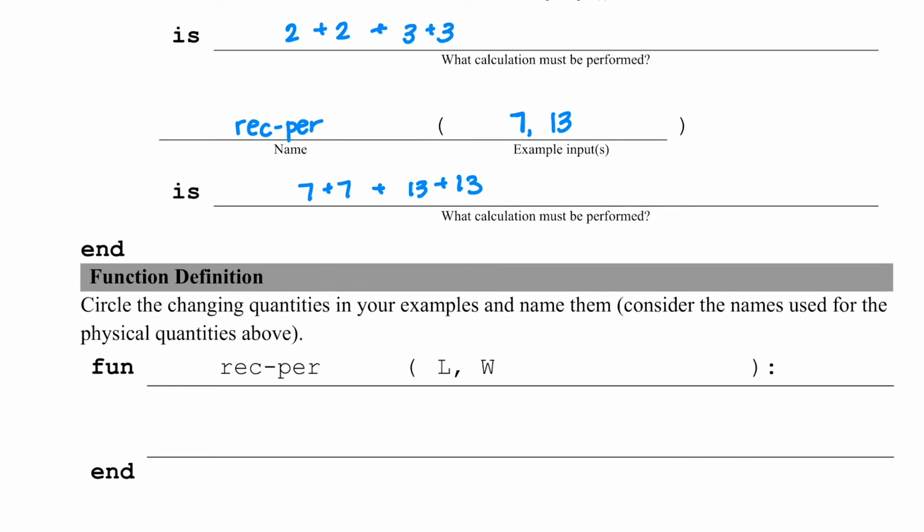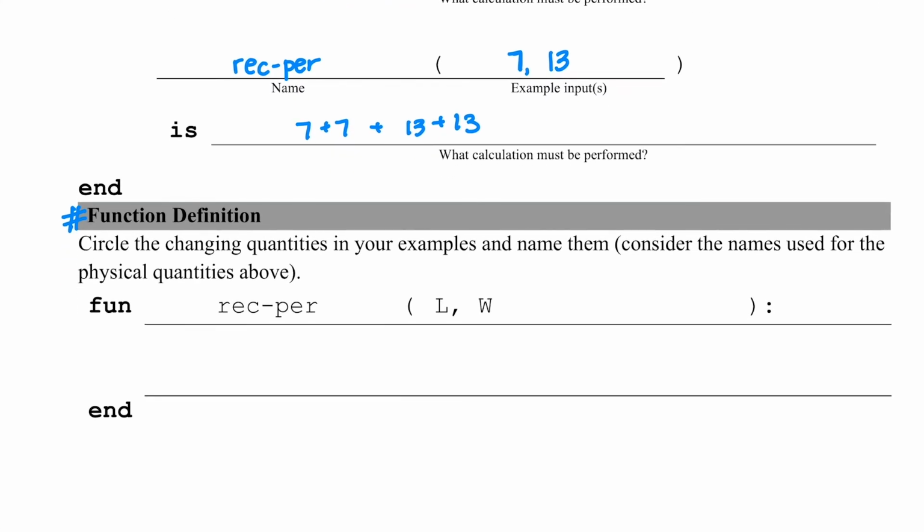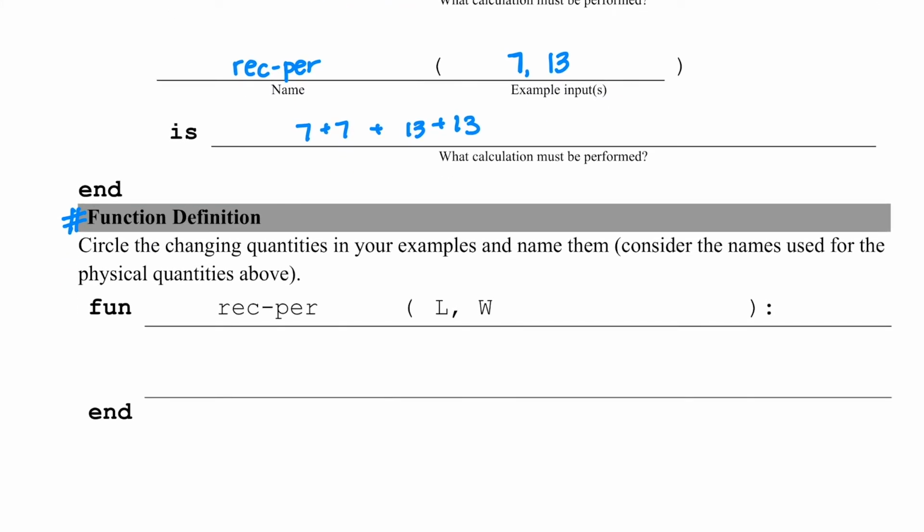All right, so now our last section, the function definition. So we have rec-per, a little length, or a big L, comma, width. And since we already have a big L here, we are going to use a capitalized L and a capitalized W when we write out our equations. All right, so stick around and we are going to go ahead and do the typing into Pirate section.